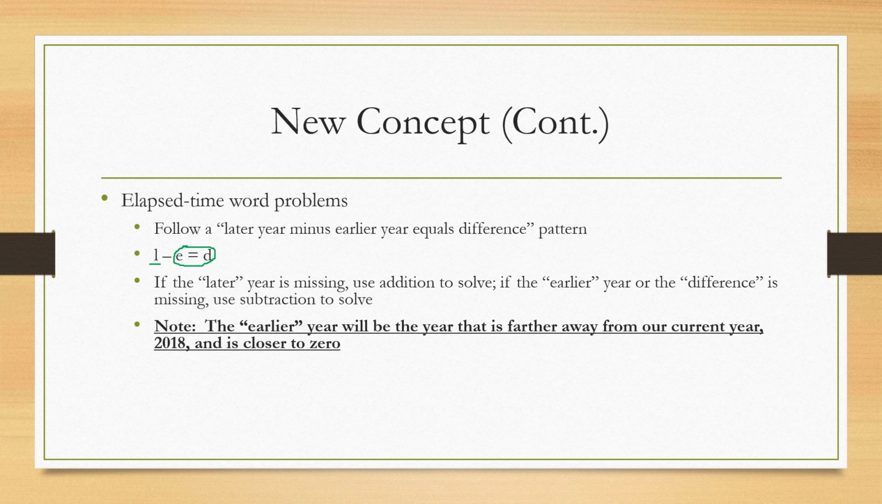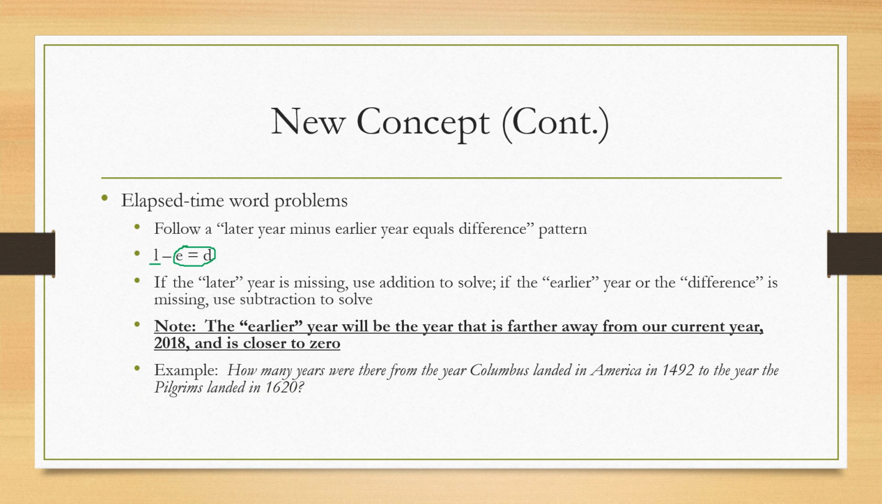And just a note, when we say an earlier year, that year is whichever of the two that's farther away from our current year, 2018, that we're in right now. And that earlier year will be closer to 0 than the later year. So the later year is going to be a bigger number than the earlier year.